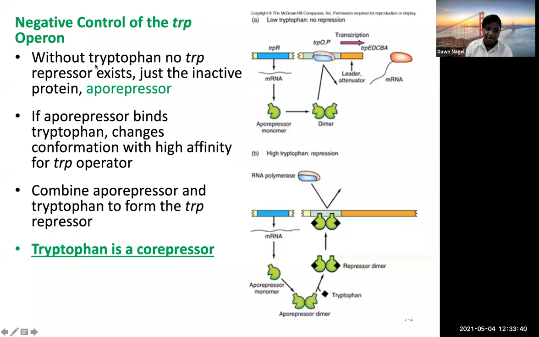And in this case where you don't have any tryptophan, of course, you don't want that repression to occur. And that is where you have removal or the inability of the apo repressor, which is the repressor, but just in its inactive form, to be able to bind to the operator. And in high tryptophan, this apo repressor then forms this dimer and becomes active and can bind to this operator region and repress transcription.